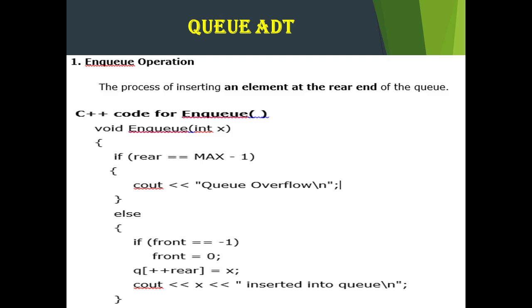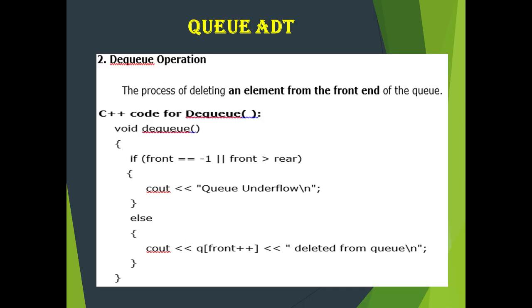In the case of the dequeue operation, we have to check whether the queue is empty or not. If the queue is empty, we cannot perform the deletion. So we check whether the front is equal to -1, or the front is greater than the rear. If so, we print an error message that the queue is underflow, that is, the queue is empty. Otherwise, we can perform the deletion operation. We always delete the element pointed to by the front.